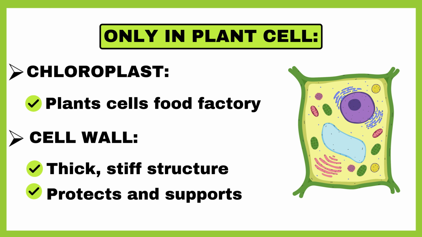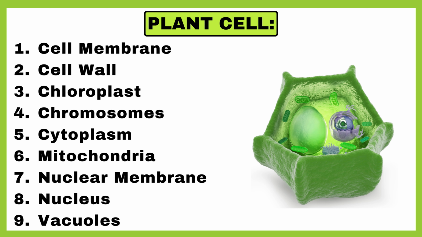So here I am going to talk about what is only in the plant cell, the chloroplast. Plant cells: food factory. Cell wall: thick, stiff structure, protects and supports. Chloroplast is very important and has chlorophyll inside, which is green in color. You can see the green plant cell which has cell membrane, cell wall, chloroplast, chromosomes, cytoplasm, mitochondria, nuclear membrane, nucleus, and vacuole.